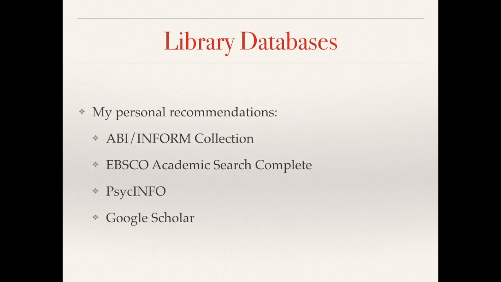As you're searching for articles, the first thing you'll want to do is choose the right database to search. There are many databases available to you through the university library, but not all of them contain the types of information you'll need for this class. To find peer-reviewed research articles, I recommend the following 4 databases: ABI Inform Collection, EBSCO Academic Search Complete, PsycInfo, and Google Scholar.